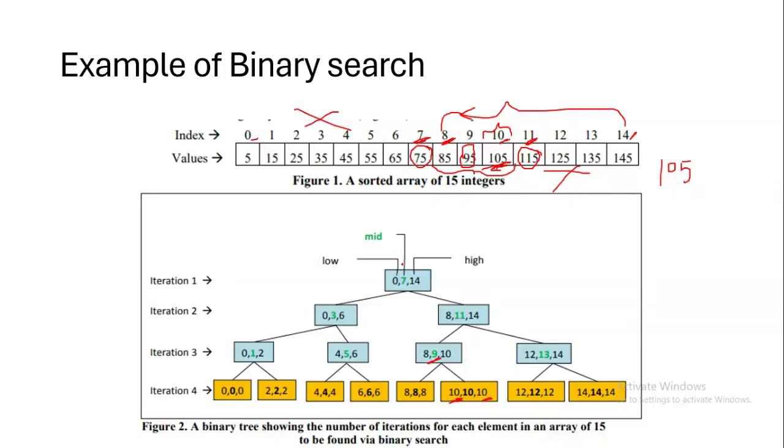Once the search reaches the level where the array size is 1, the lower range and upper range are the same, which implies there is only one element in the given array. If the match is found, the element is present, and if the match is not found at this level, it means the element is not present. This is how binary search works.